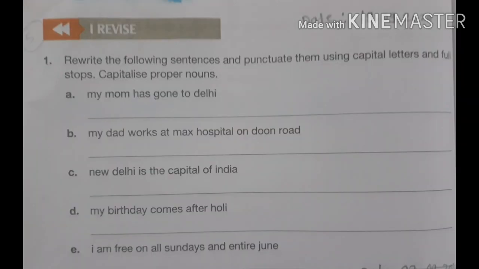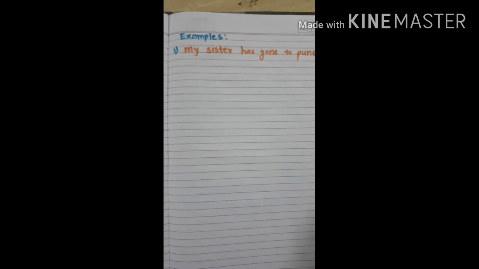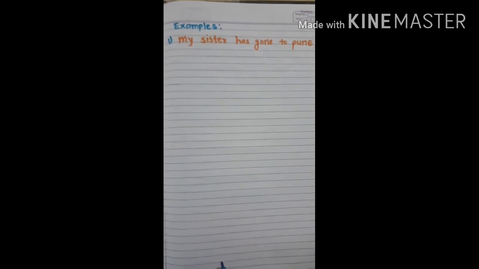Let us go to the next page, page number 66. I revise. Children, we learnt about punctuation marks in our earlier video. Let us revise once again. Punctuation marks. A sentence begins with a capital letter and ends with a full stop. A proper noun always begins with a capital letter. Now children, let us see few examples.